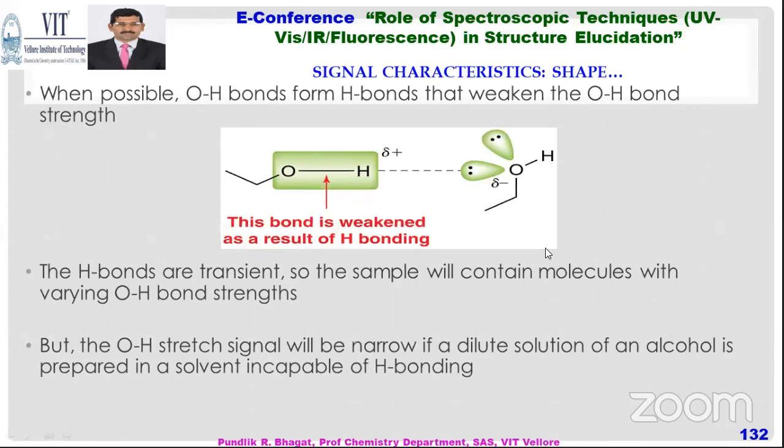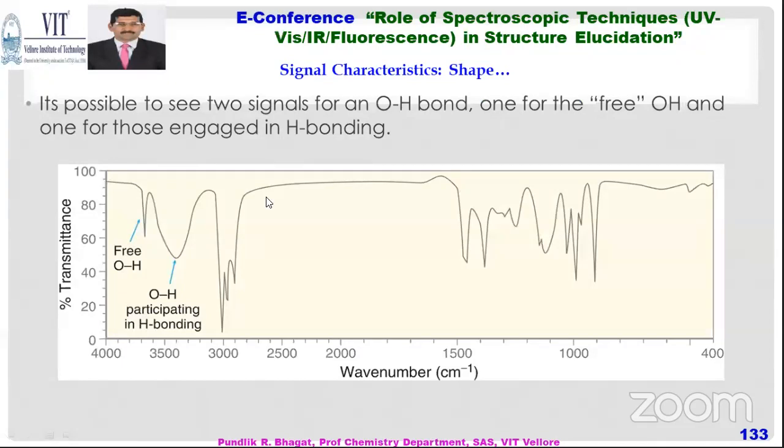So if the solution is dilute, here it is shown how hydrogen bonding forms, and hydrogen bonding helps to weaken the bond. That is why the stretching frequency reduces, and you get a broad band. Here the sample contains both OH bonds free from hydrogen bonding and those with hydrogen bonding. So a sharp peak is obtained and hydrogen bonding is also obtained. This is an example of how we can say whether a compound contains hydrogen bonding or not.